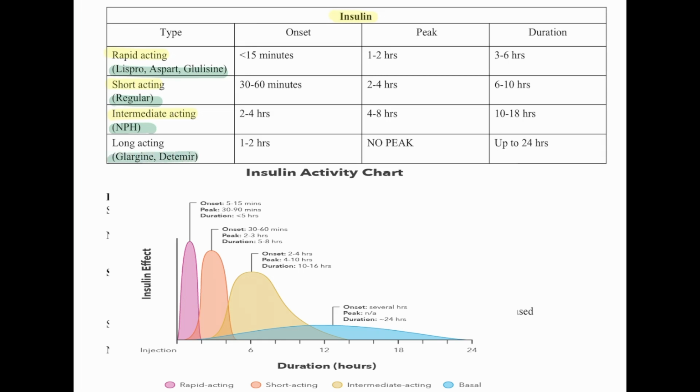And then we have a long acting, which is our Glargine or Detemir. And this onset is 1 to 2 hours. It has no peak, and the duration is up to 24 hours. And you do want to remember your insulins. You will probably get a question about insulin.